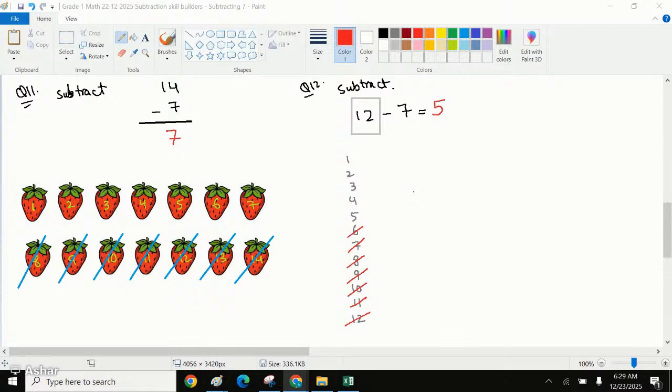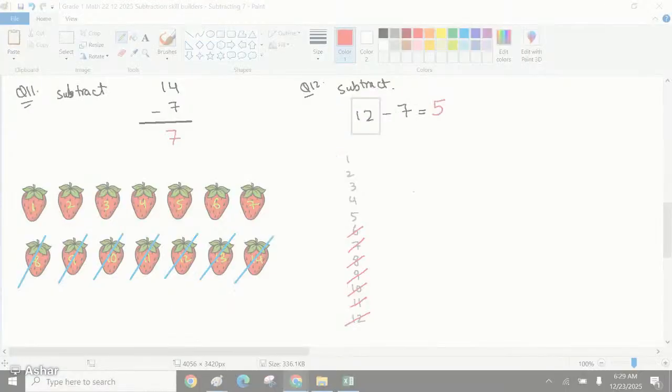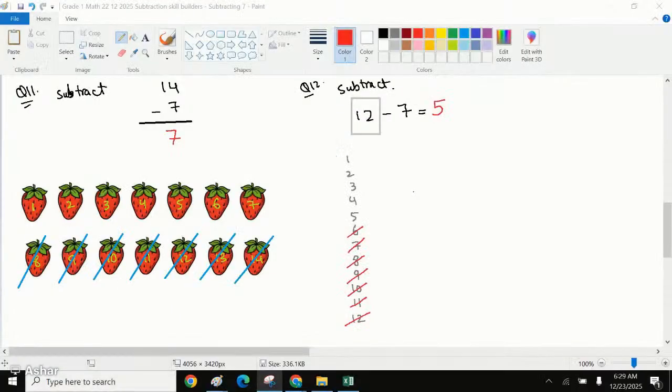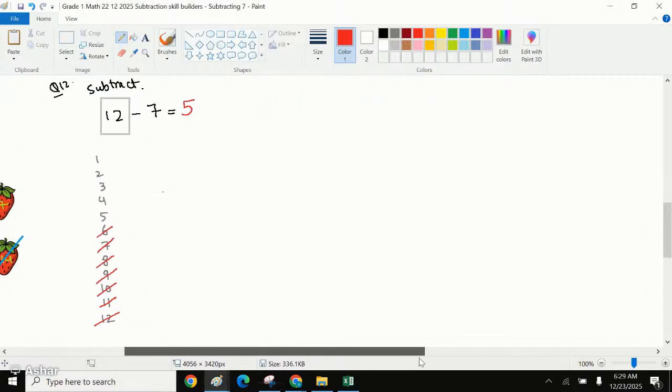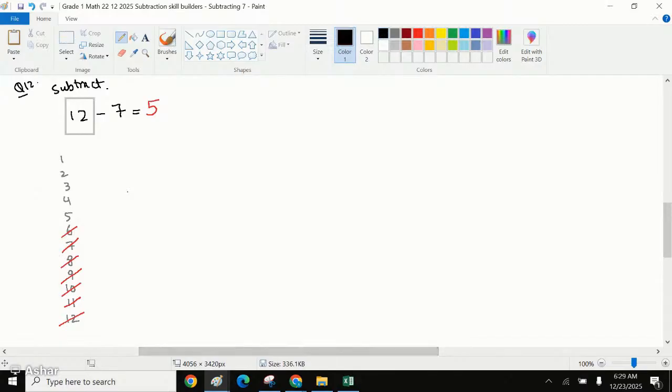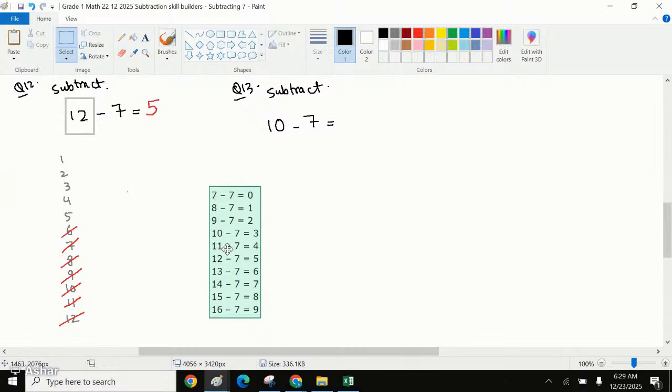Thank you. Let's look at the next one. In this case, we will use a hint that would help us solve this. Okay? We have a grid also. Question number 13. The next question says, subtract 10 minus 7. Okay, we can use this also.